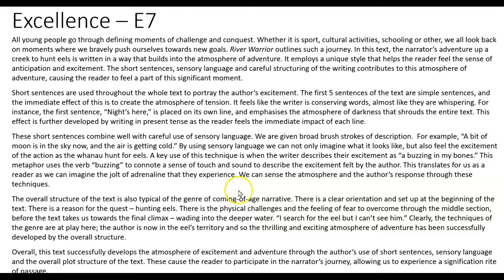I have mentioned some specific stuff to do with coming of age narrative, and I have mentioned also up here that it's written in present tense to build the immediate impact of each line for the reader. And I've finally finished by going beyond the text, again by talking about rite of passage down the end there. Hopefully that's helpful for you.